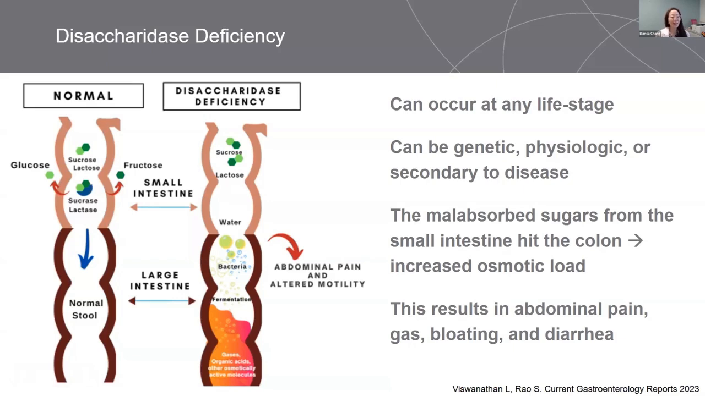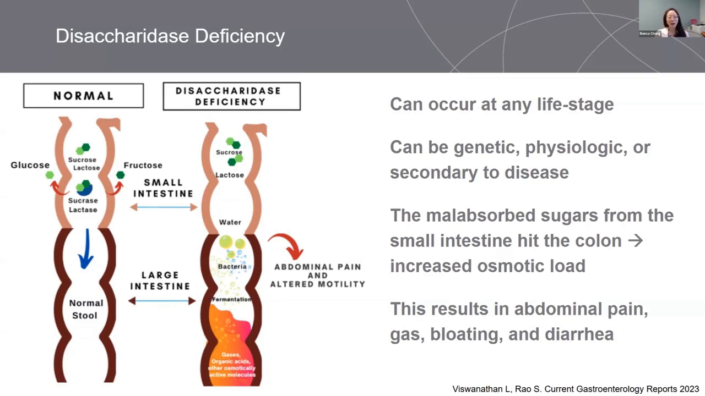It can be physiologic. When we talk about physiologic, it's physiologic to have lactase non-persistent. So as we get older and we're no longer babies, we're not breastfeeding, a lot of adults will lose that ability to make the lactase enzyme. We don't consider that a disease, we consider that to be physiologic. And then disaccharidase deficiency can also be secondary to disease.